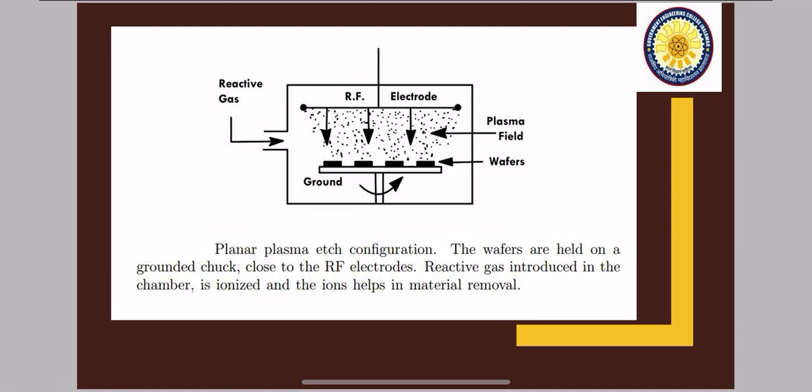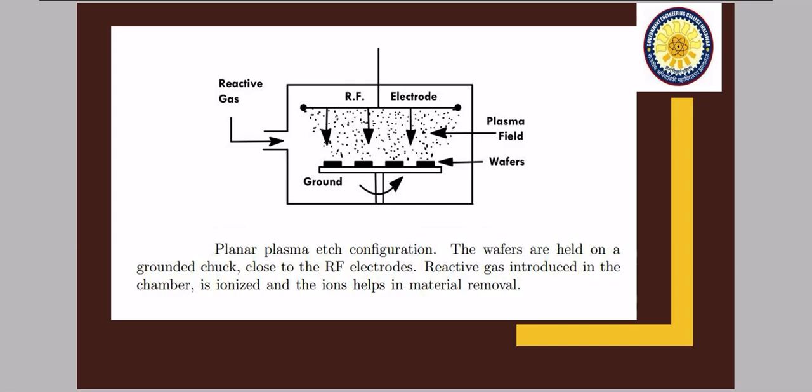This is, you can see, the plasma chamber here. Here from one end your reactive gases have been introduced, and you can see the RF electrodes are in parallel. So on one side your wafers are placed, and after introducing this reactive gas, these RF electrodes basically provide very high potential and convert it into plasma, and then slowly it is coming and reacting with your wafer. So this is the diagram of your planar plasma etch configuration.